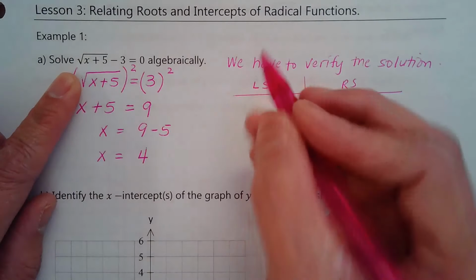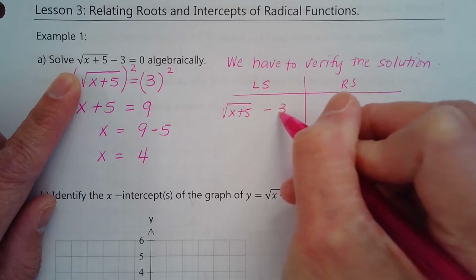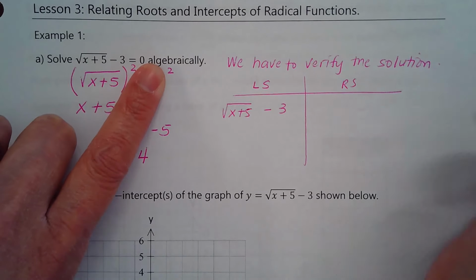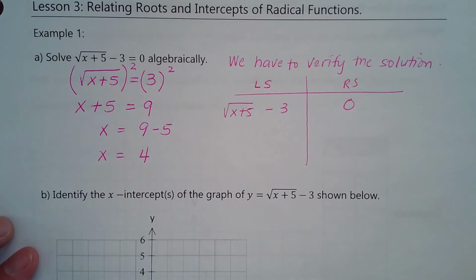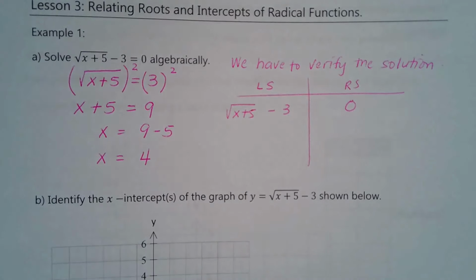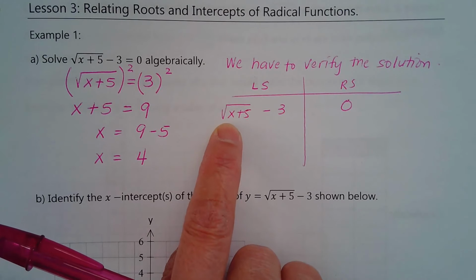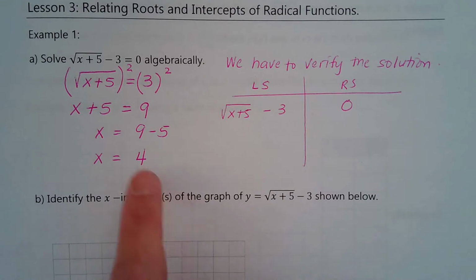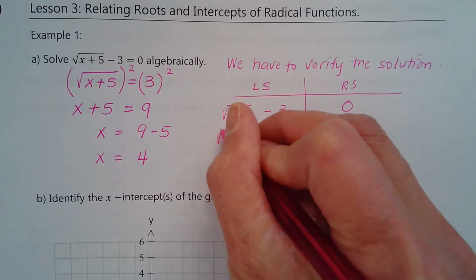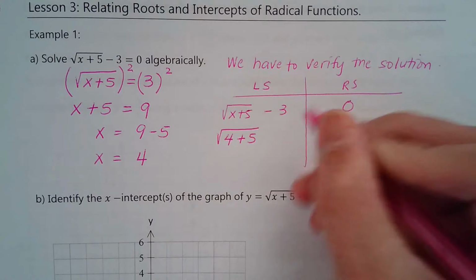The left side looks like this: square root of x plus 5 minus 3. That's the left side of the equation. What's the right side of the equation? 0. Okay? So we have to verify that the left side matches the right side. We found x to be 4, so we're going to substitute 4 into this expression. So it's going to be the square root of 4 plus 5, minus 3.